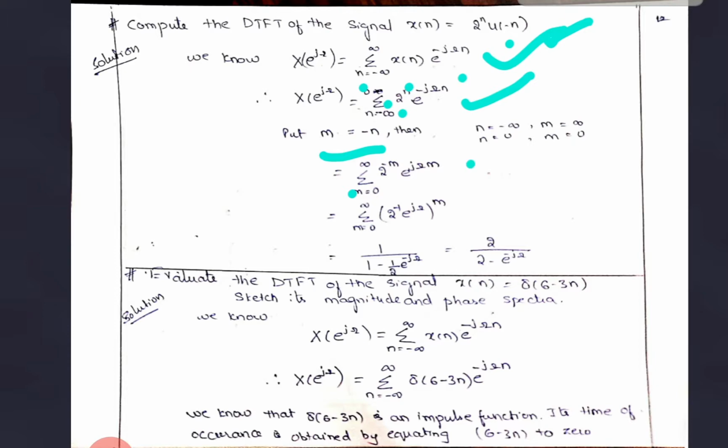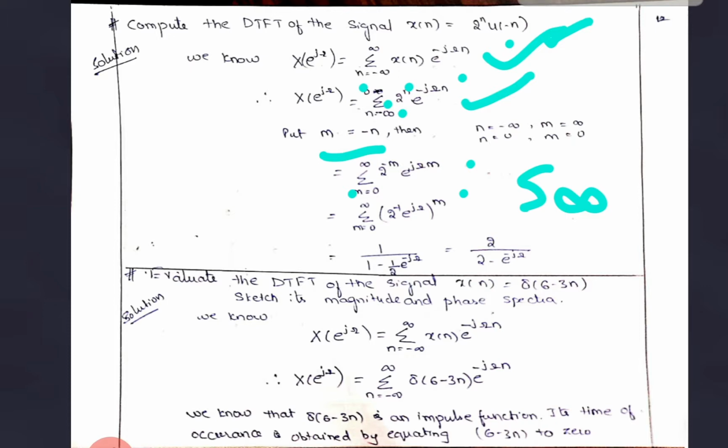Now taking m as the common power, this is again of the form sum to infinity, a divided by 1 minus r. So a is the first term; substituting m equal to 0, it is 1. Therefore, 1 divided by 1 minus 1 by 2 e raised to minus j omega n. Now let us solve another problem.